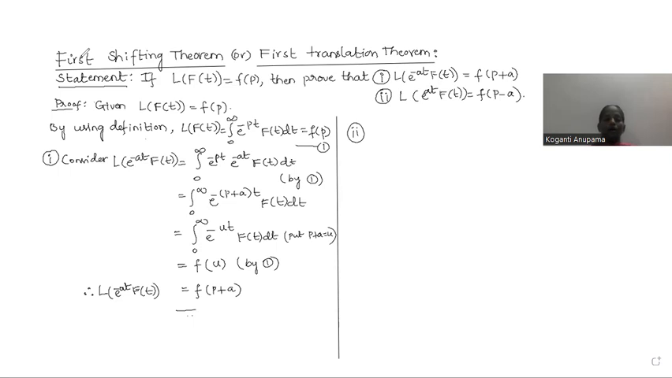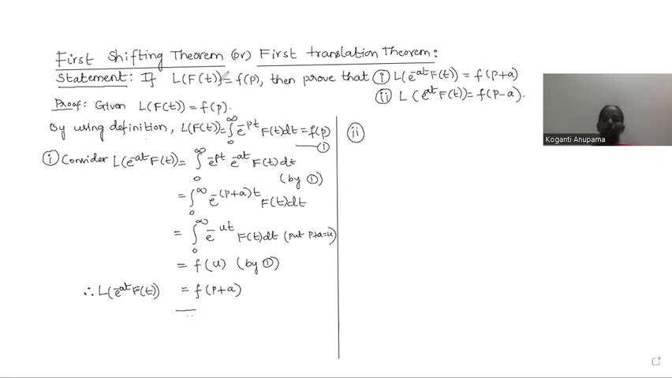Today I will explain the first shifting theorem. It is a famous theorem in Laplace transforms. This first shifting theorem is also known as the first translation theorem. Let us see its statement.